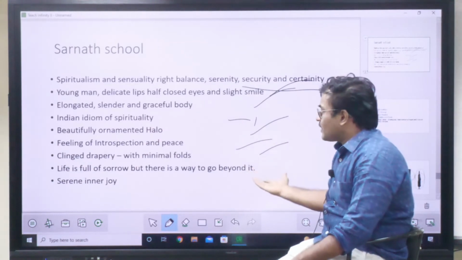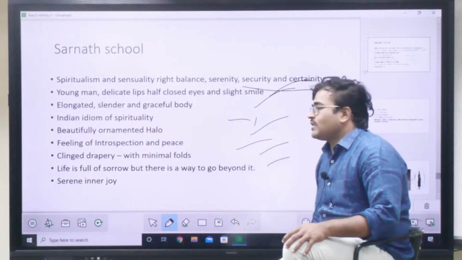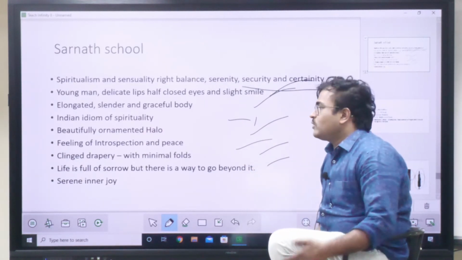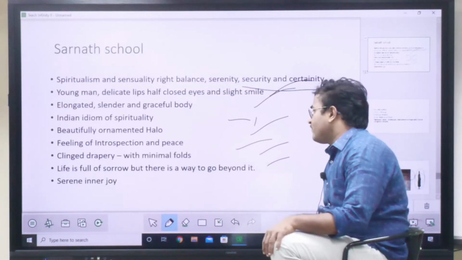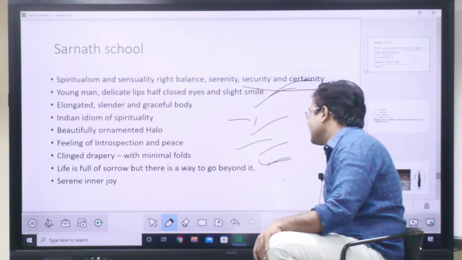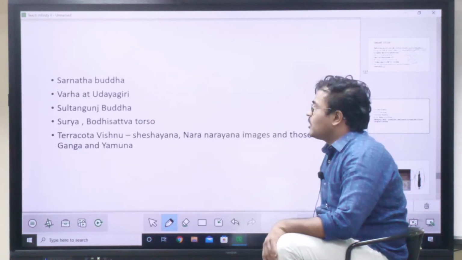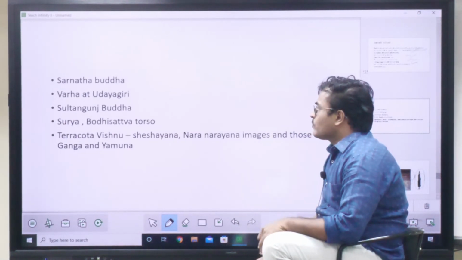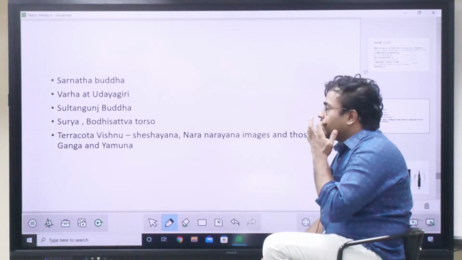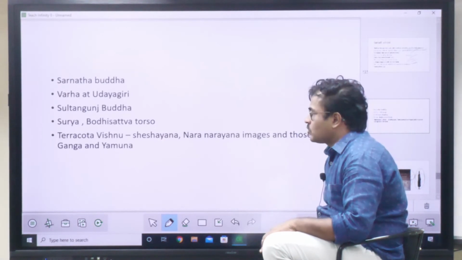Some historians have written about it. It is not trying to say that the world is full of sorrow, but that there is a path beyond this sorrow, and I have achieved it. Life is full of sorrow, but there is a way to go beyond it, and it is showing serene inner joy. The best examples are Sarnath Buddha, Varaha at Udaygiri, Sultanganj Buddha, and also the images of Surya and the Bodhisattva torso.